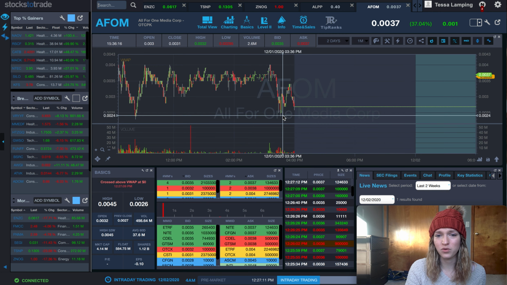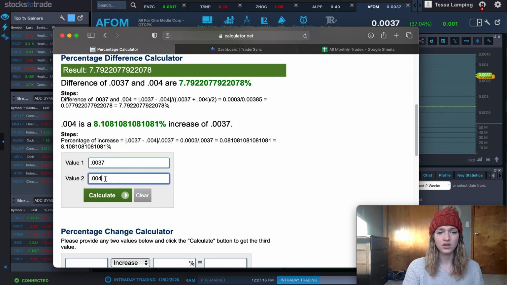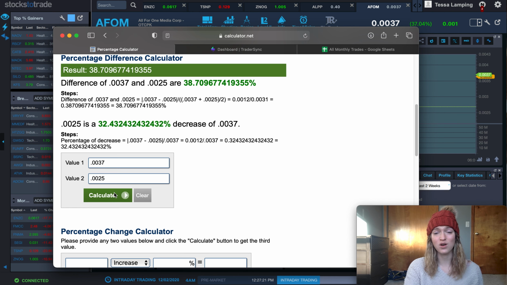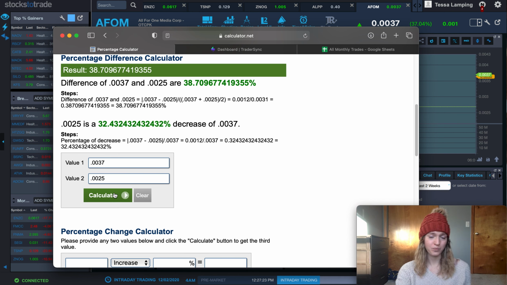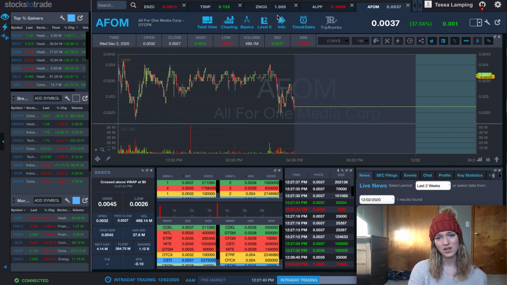And it went all the way down. Let's see, we'll go to 0.0025. Because what if you don't get filled that entire time? That's a 32% loss. And with a bigger account, 32%, that's $320, plus commissions and fees. So you're looking at a $340 loss, just about. Unacceptable. My loss was $120, and I about made it back.